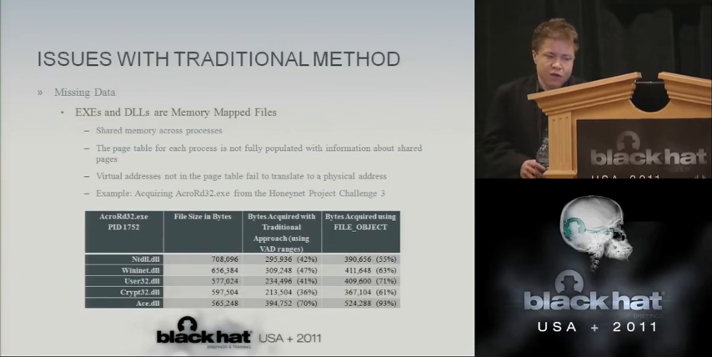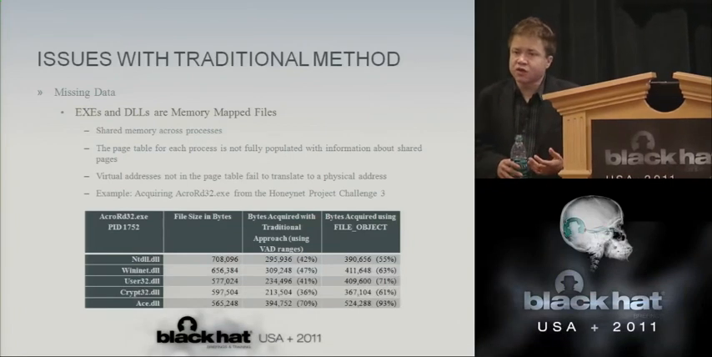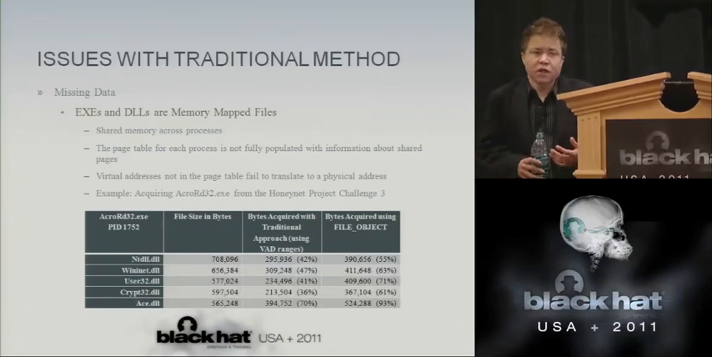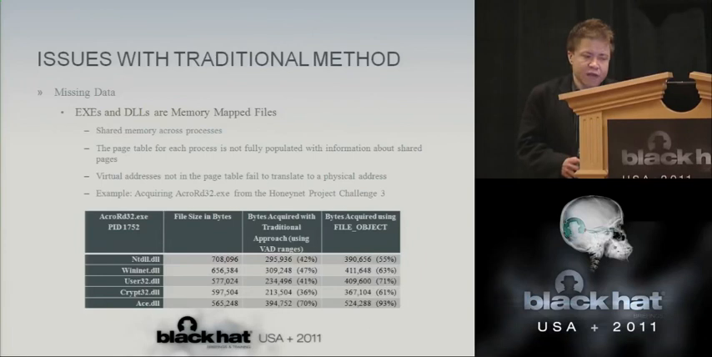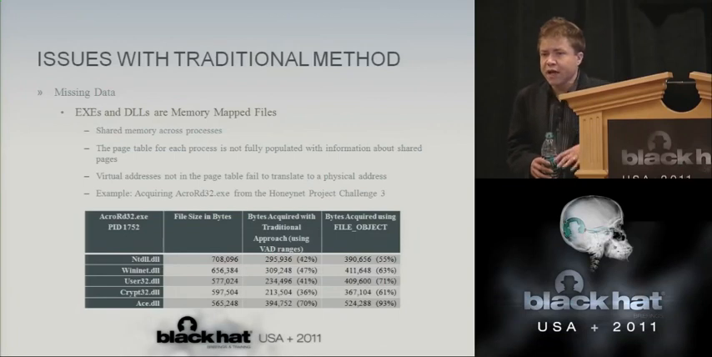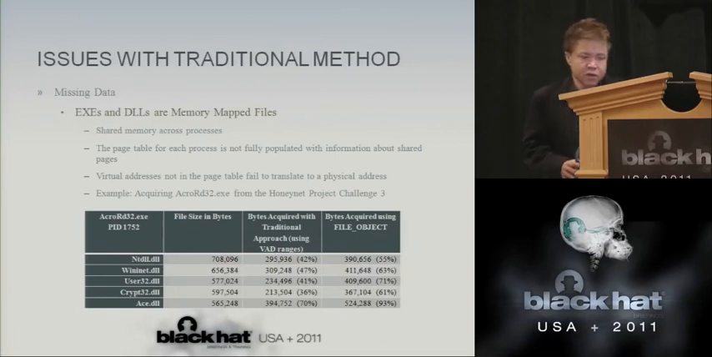Now, if we use what I'll talk about in a moment called file objects and some of the structures that they represent, you'll see there we could get actually 55% of the file out of memory. So a little bit better. And this was not using any disk information whatsoever.